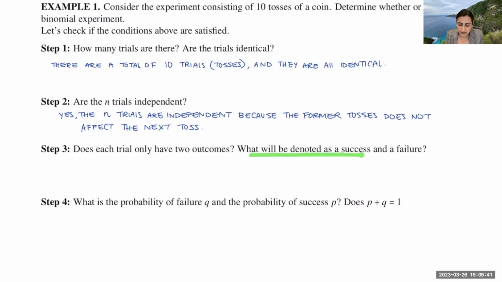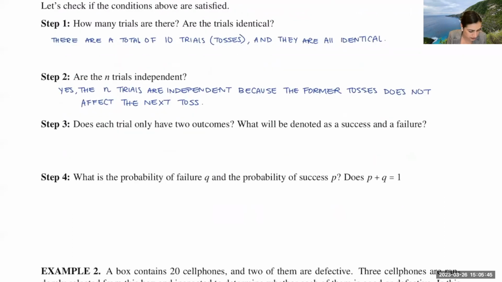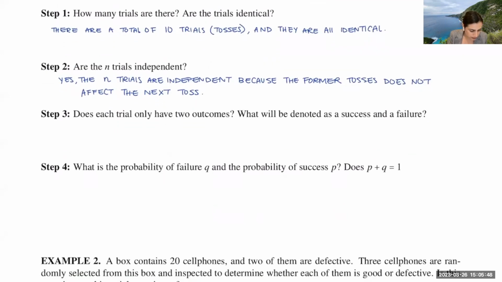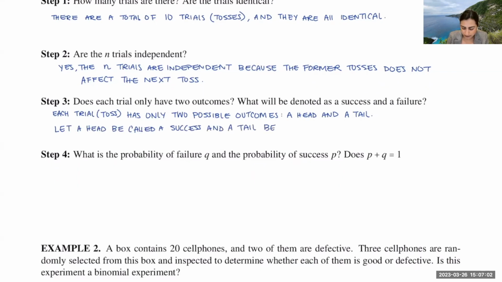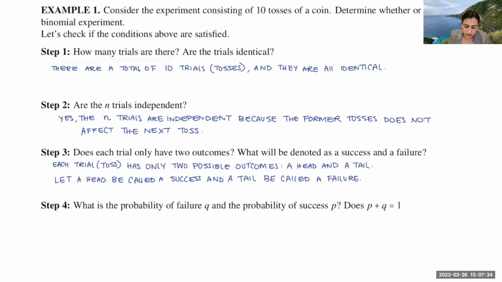And then I'm going to have to denote one as a success and one as a failure. Here we can say each trial or each toss has 2 outcomes, and then we could decide what we want to be a success and what we want to be a failure. Each trial, which is a toss in this case, has only 2 possible outcomes, a head and a tail. We're just going to let a head be called a success and a tail be called a failure. We want to make sure that there's a fixed number of trials, that the trials are independent, that there's only 2 outcomes in each trial. And the last one is that the probability of success is always the same.